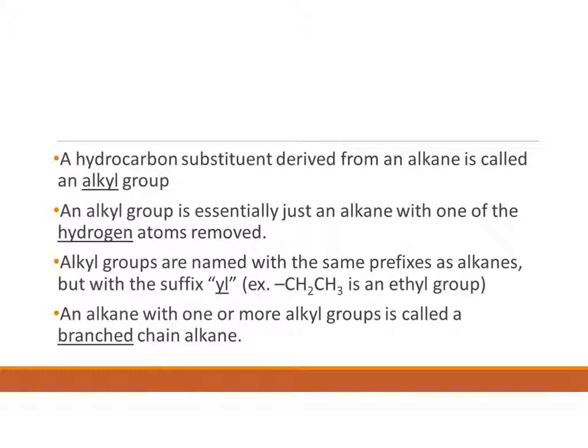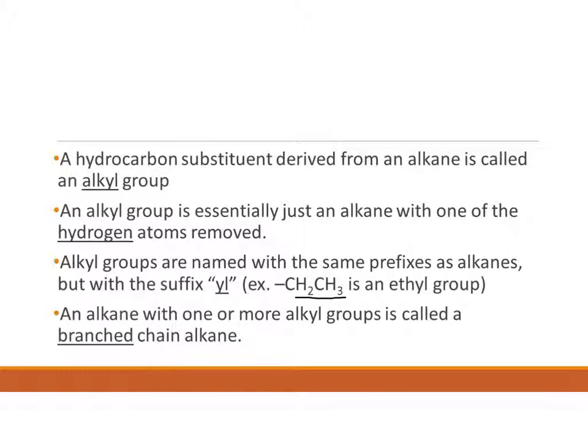Okay, a hydrocarbon substituent derived from an alkane is called an alkyl group. An alkyl group is essentially just an alkane with one of the hydrogens removed. Alkyl groups are named with the same prefix as alkanes, so meth, eth, prop, but, but you change the suffix to -yl. So in this example here, we have 2 carbons. 2 carbons is eth. It's a branch, so we call it an ethyl group. An alkane with 1 or more alkyl groups is called a branched chain alkane.